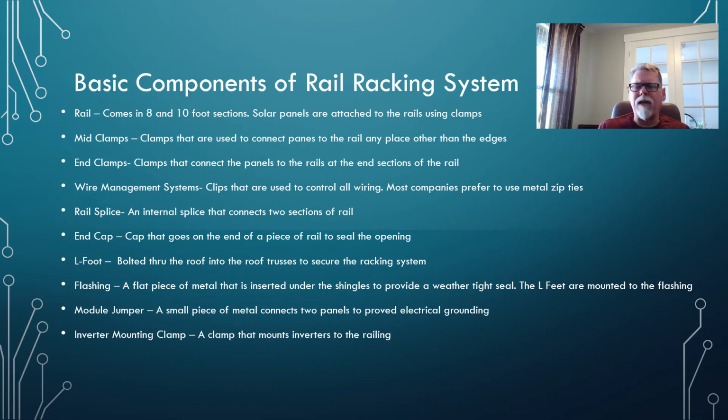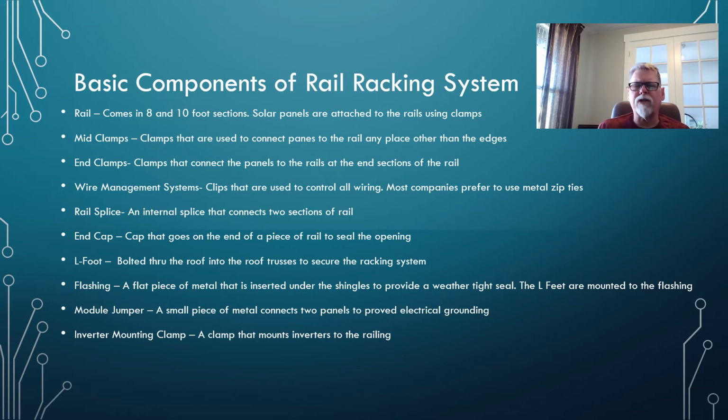Flashing is just that. It's a piece of metal. They can be anywhere from a 3-inch disc to 6 by 8 inches aluminum metal. They go under the shingles and are sealed with some type of a tar that will help prevent leaks in the future. Most systems also have a module jumper.